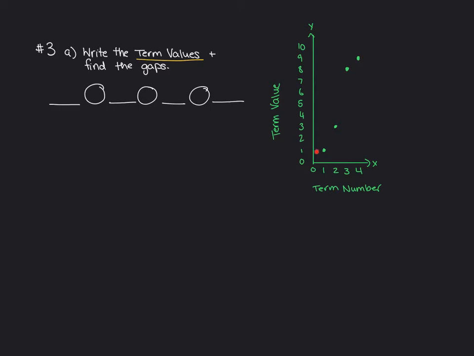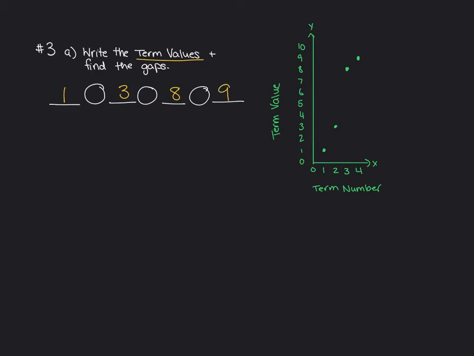So our first term, we look at the y-axis, is 1. So we'll put 1 as our first term in the sequence. Our second value matches to 3 on the y-axis. So our second term is 3. Our third term matches with 8, so that would be 8 in the sequence. And then our final and fourth term is 9. So we would put that onto our sequence. Then we find the gap.